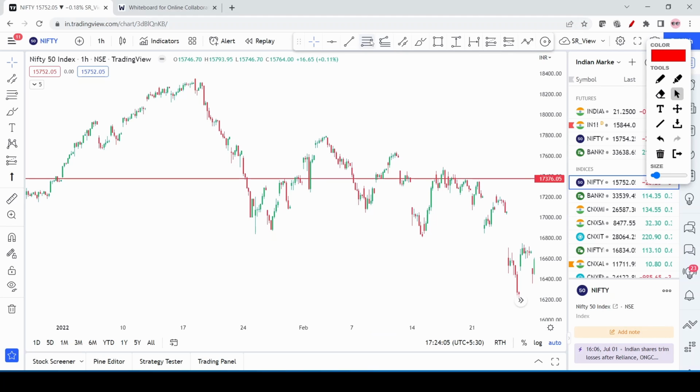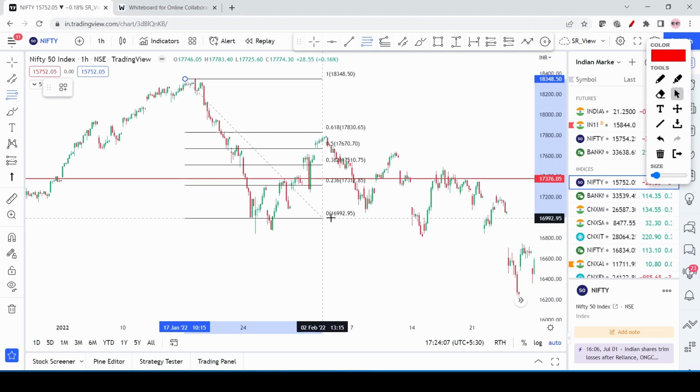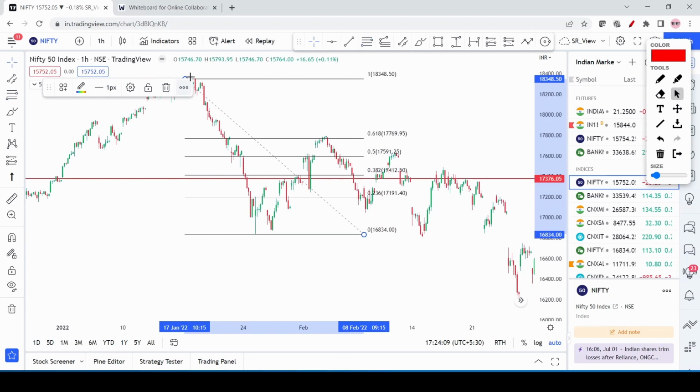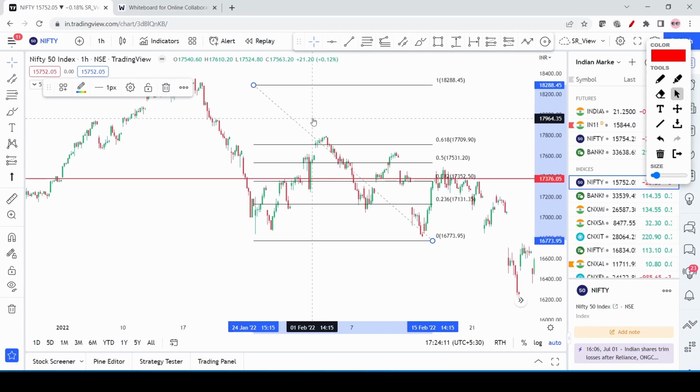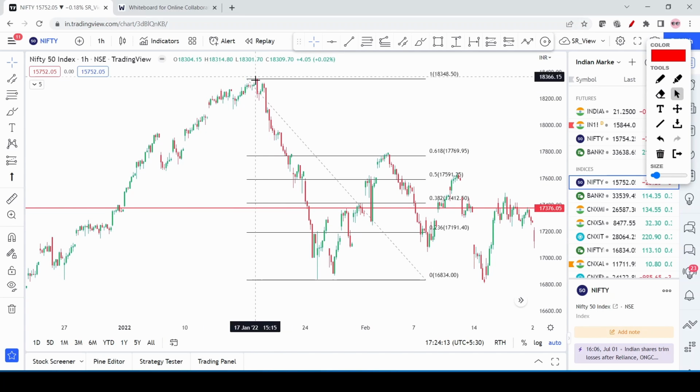Okay, we can see one more example here. From here to here we fell down. So this is the swing high and this is the swing low. From here to here we fell down, and then the retracement in this case was 61.8%, and then from there it started falling again.